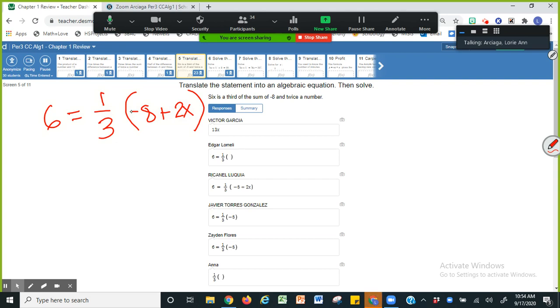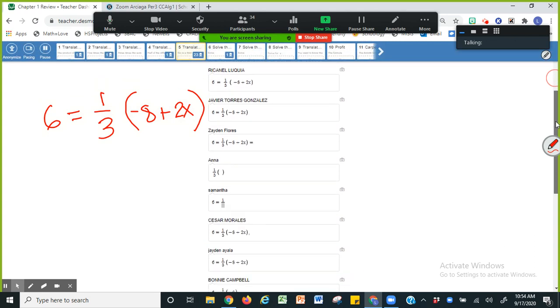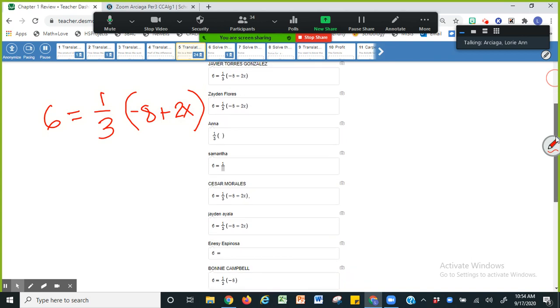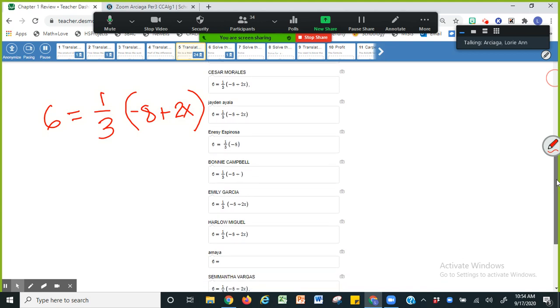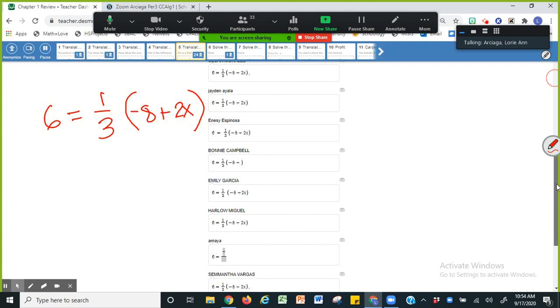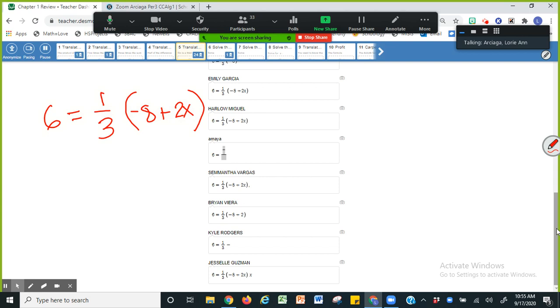Okay, so 1/3 of -8 plus twice a number. Nice one, Ricanel. You got it right. Great start, Javier and Zayden. Now let's see what you guys will do to eliminate the fraction. If you're not comfortable with the fraction, try to find a way to get rid of it right away. So if it's in the denominator, put it in decimal form. Awesome. You can divide and make it into a decimal form. That's one way. Thanks, Luis, for suggesting that.